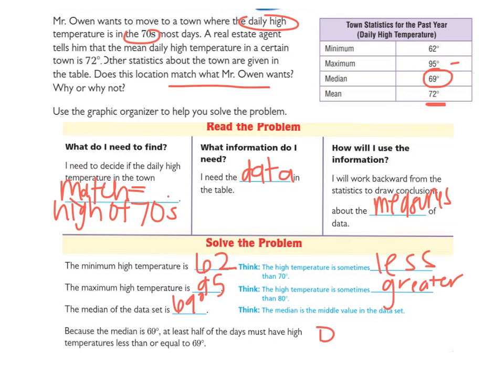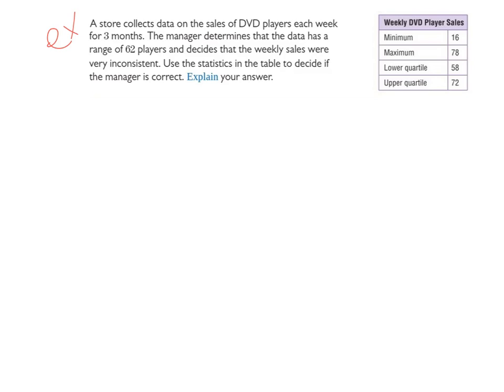So it does not match what Mr. Owen wants, because that median shows that half of the days are less than 69 degrees, which is too cold for him. Because of that, the median score is actually a better indicator. So, Abigail, the real estate agent was trying to trick him. Okay? So let's go ahead and try this next one.